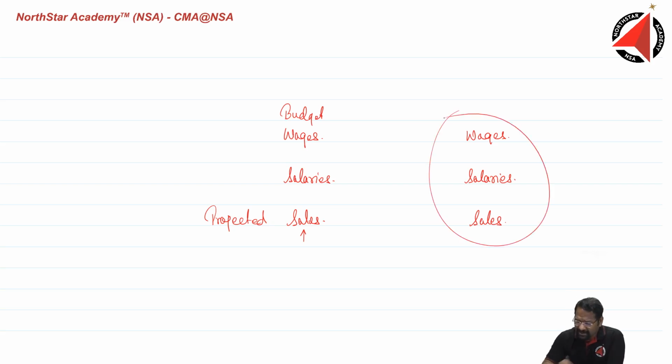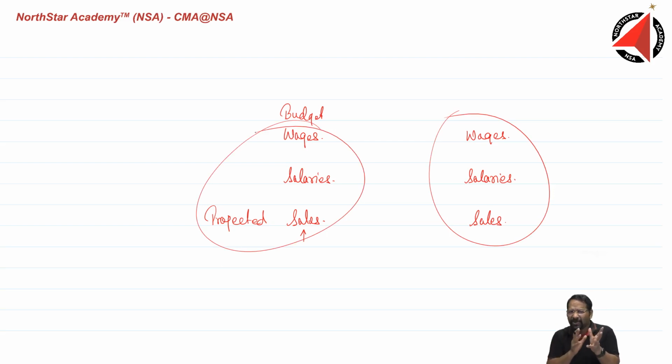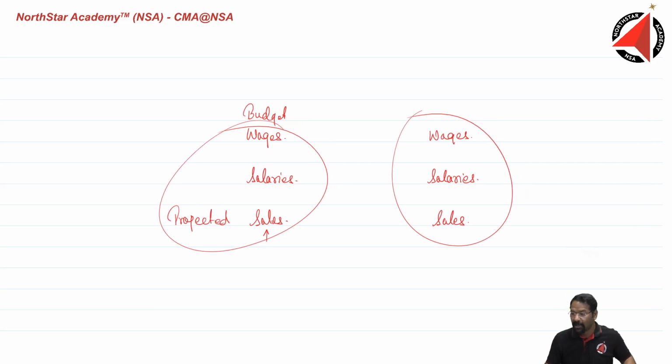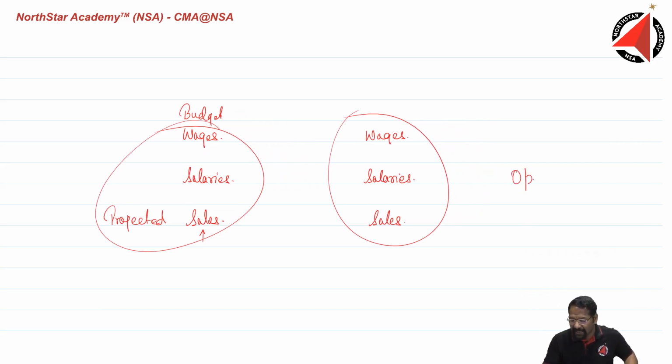Now, if you look at this, are these items regular items? Yes, or very irregular items? These are very regular items. We call it operating activities.